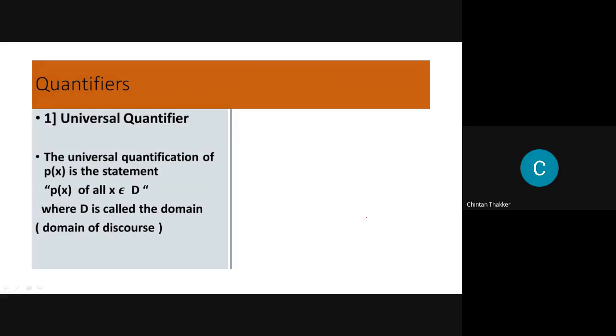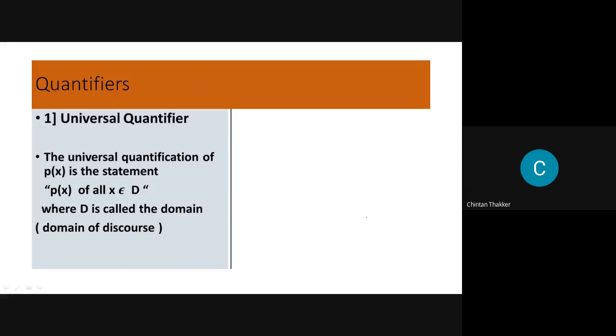Now next we have the universal quantifier. We have two quantifiers here: the first is the universal quantifier and the second is the existential quantifier. Universal quantifier means that if we have the predicate P(x) given and domain D given, then the universal quantifier is the statement that P(x) holds for all x belonging to D.